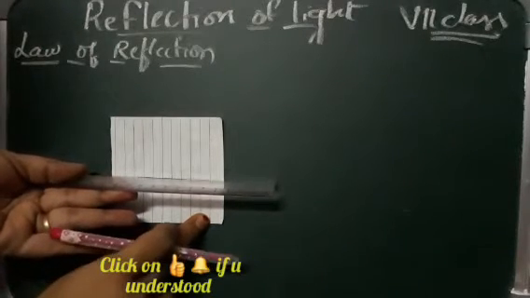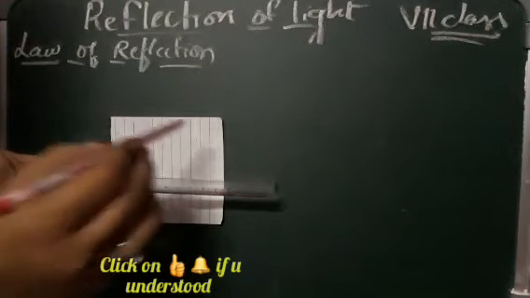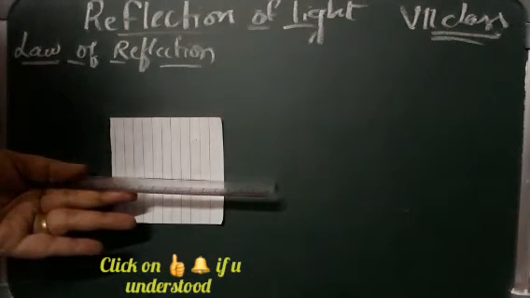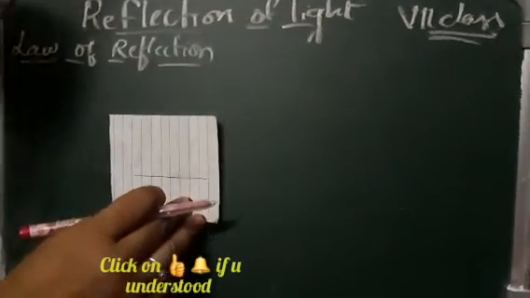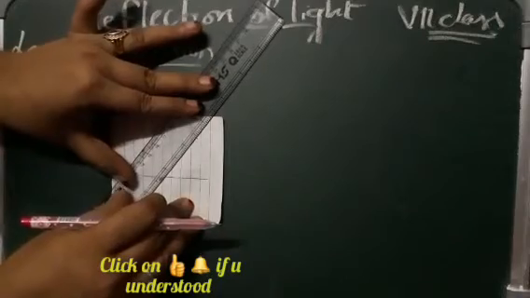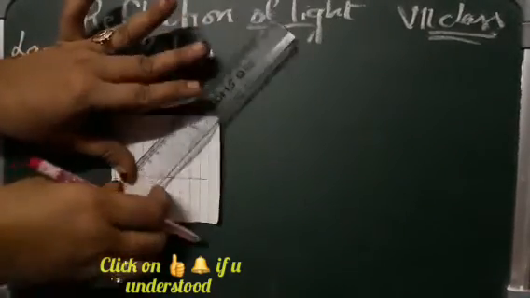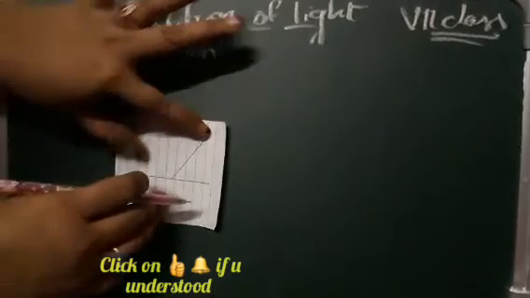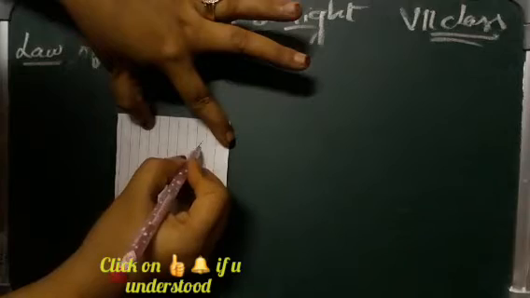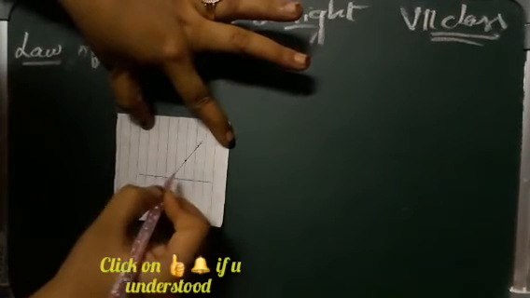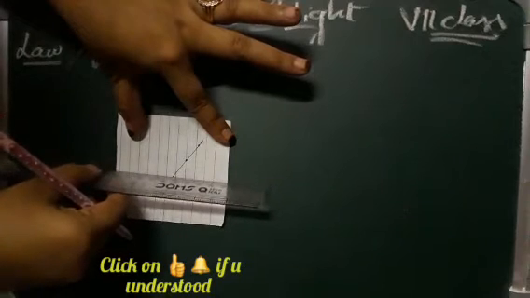At some point I'm allowing the light to pass. Suppose I'm drawing one line like this, and on this line I'm putting pins. One pin I'll keep here and one pin I will keep here. Okay, two pins I'm keeping. Now I'm keeping a mirror here on this straight line.